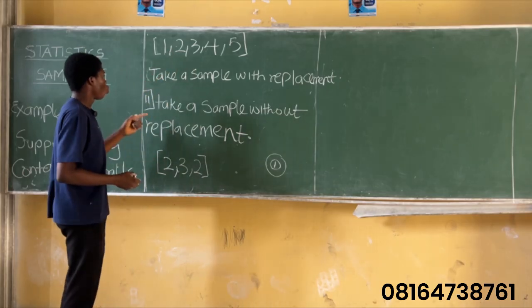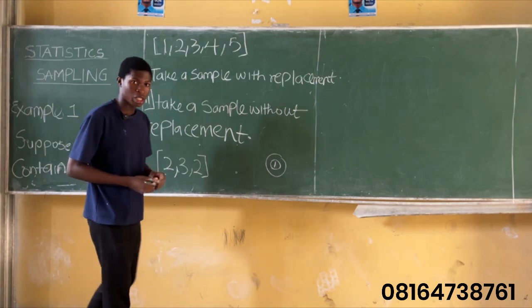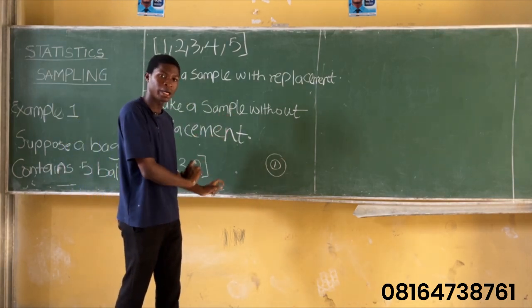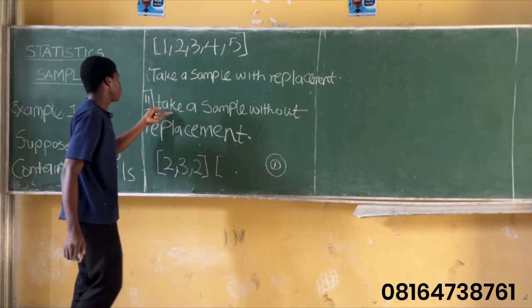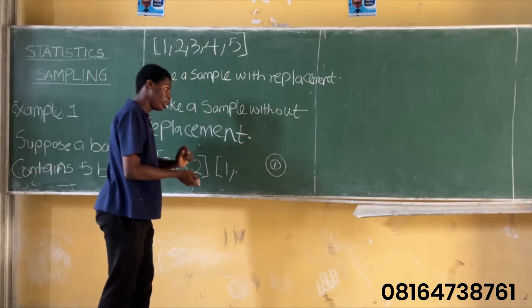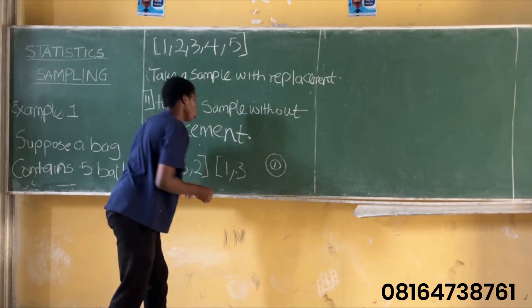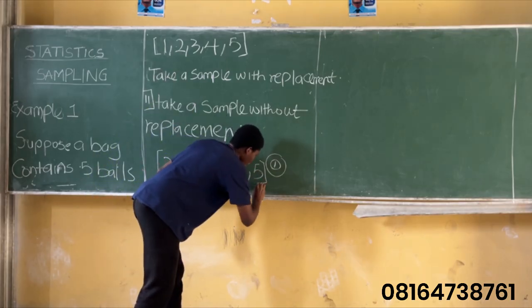So now we'll be looking at taking a sample without replacement, which means once we take a ball from the bag, we are going to set it aside separately. So we have taken out, let's say we took out 1. We have written it down. We are going to take out another ball, 3. We have written it down. And we're able to get 5.